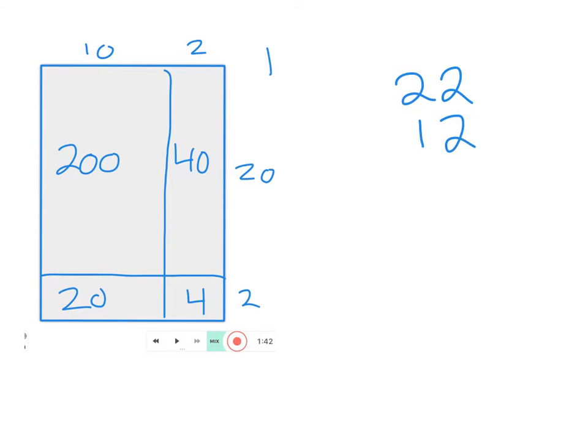I'll use the standard algorithm, which is the multiplying here. First step that you would do in the algorithm is you do 2 times 2. That 2 times 2 is 4, obviously, but where that is represented on our model is right in here. This is a 2 by 2 piece that we have to do.